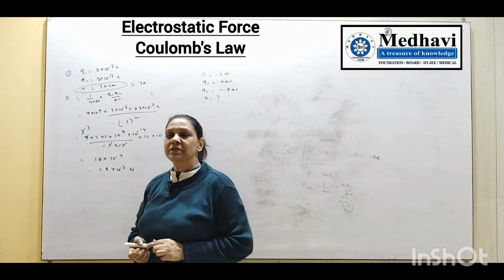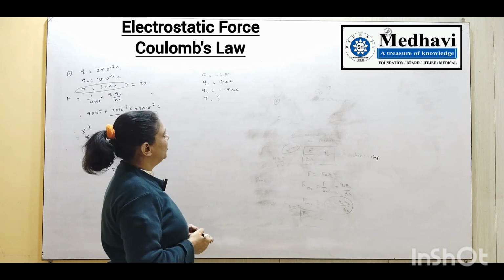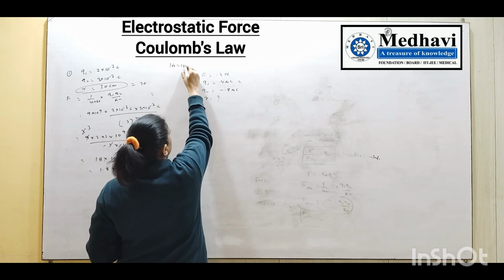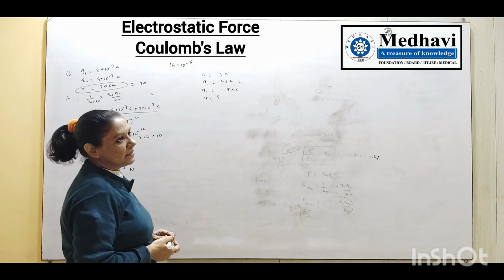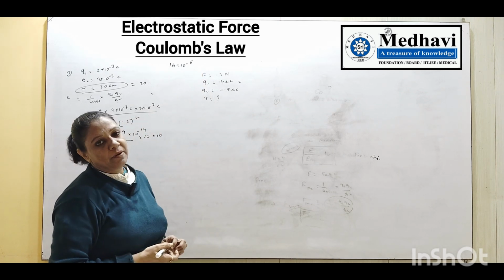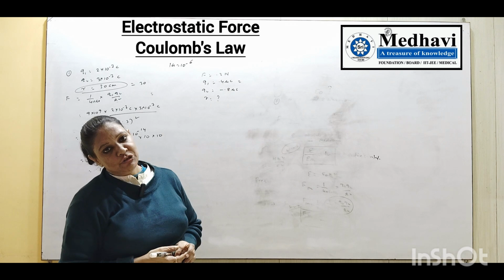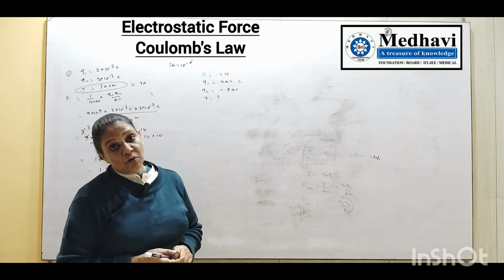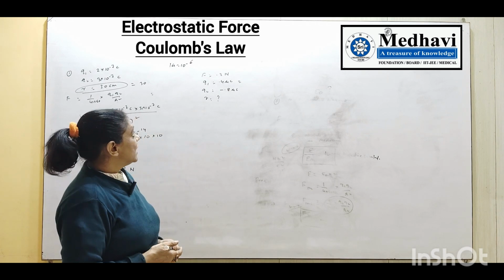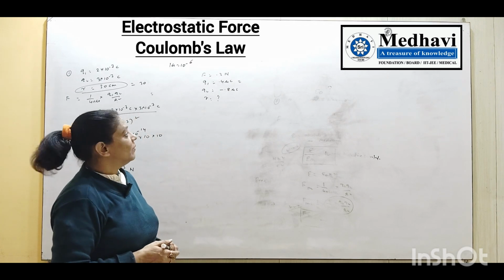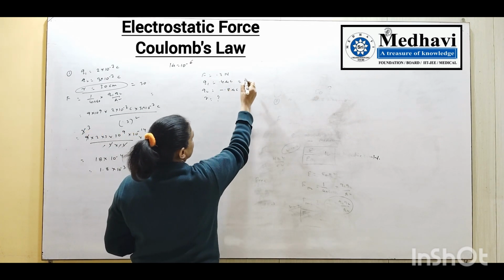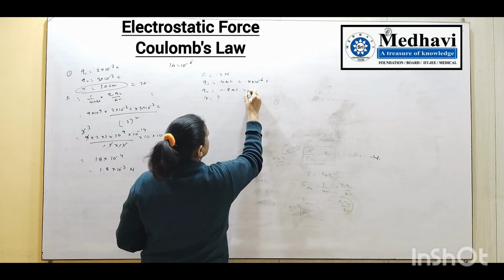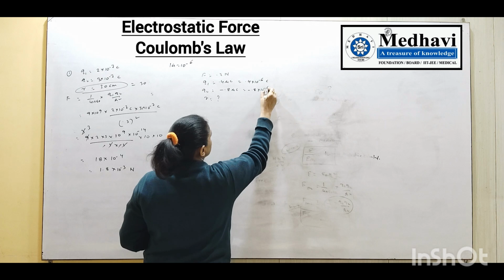In this question, one thing you have to remember: 1 micro means 10 to the power minus 6. There are some points you have to remember when you are going to solve the question. What is the value of micro, nano, pico, fermi? This is important information you have to remember while solving numerical questions. So it will be 0.4 into 10 to the power minus 6 coulomb. This will be negative 0.8 into 10 to the power minus 6 coulomb.